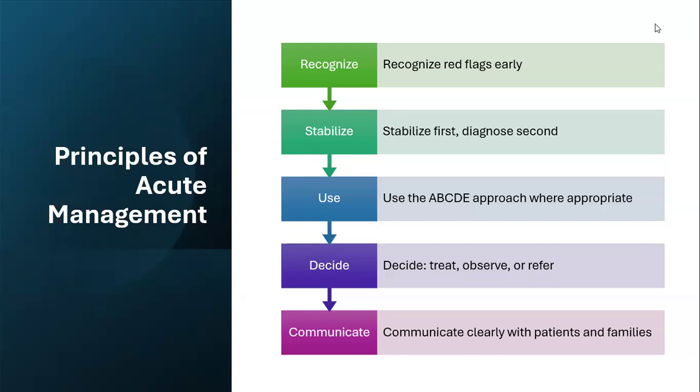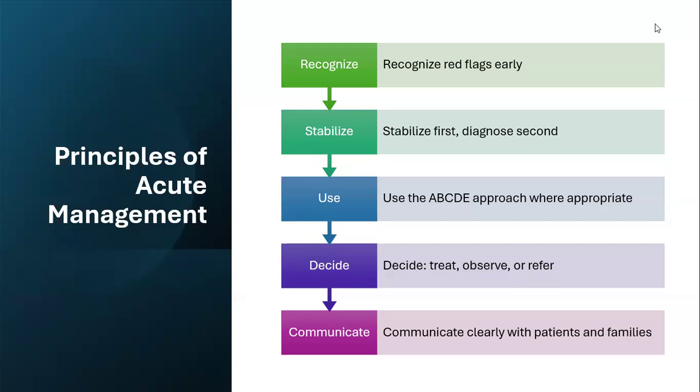And also you have to stabilize the patient first and diagnose second. Sometimes you may not be able to diagnose straight away when it comes to analyzing the patient. You'll have to stabilize the patient and then diagnose as the second thing. And also use the ABCDE approach, where appropriate, which is airway, breathing, circulation, disability, and exposure. We'll have to use these tools when it comes to assessment of an acute patient.